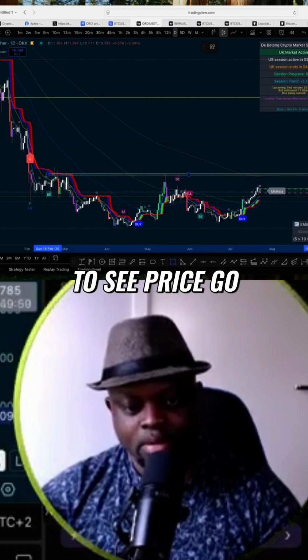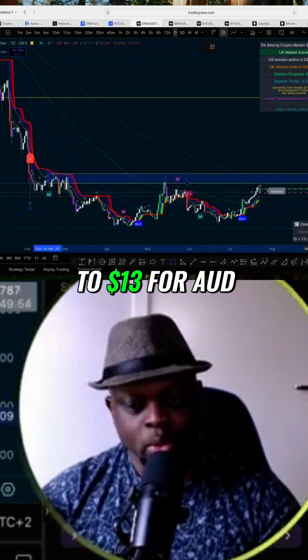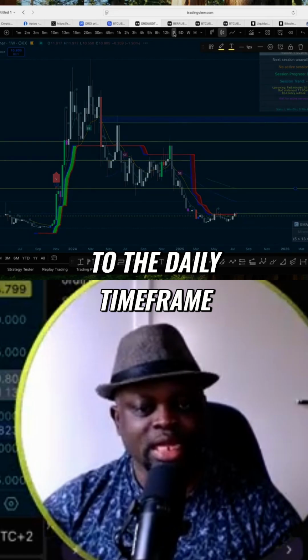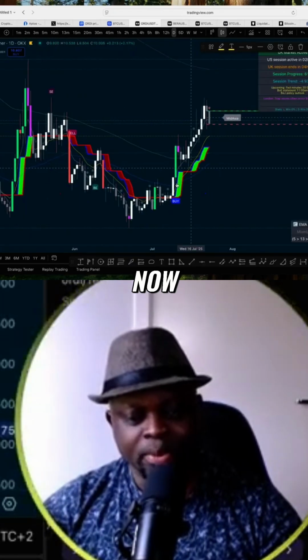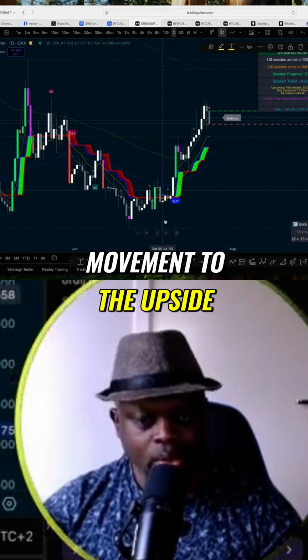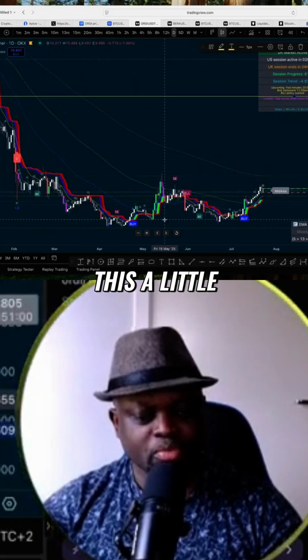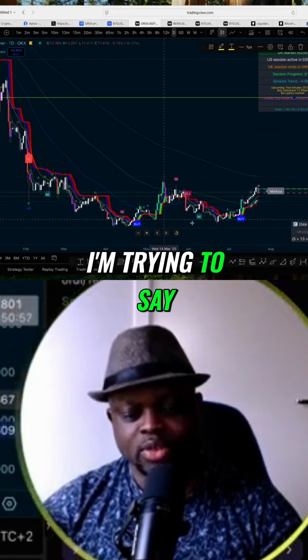I think this week we're gonna see price go to $13 for AUD. Now let's drop down to the daily time frame. Let's see what has happened here. Now we experienced this huge move to the upside. Let me zoom this a little bit so you can see clearly what I'm trying to say.